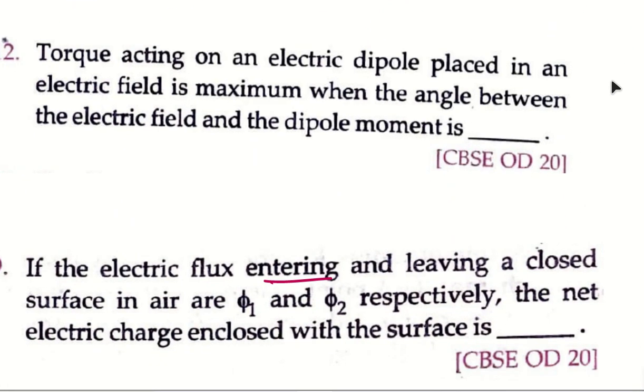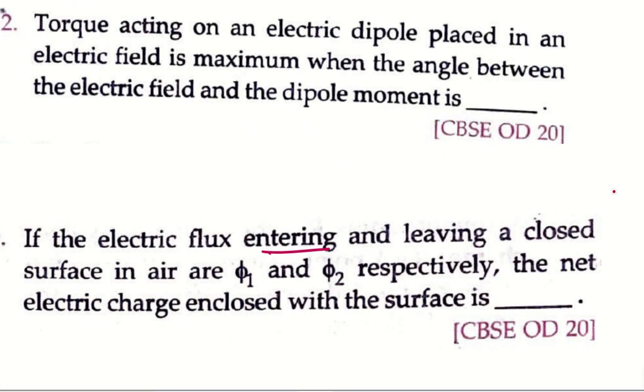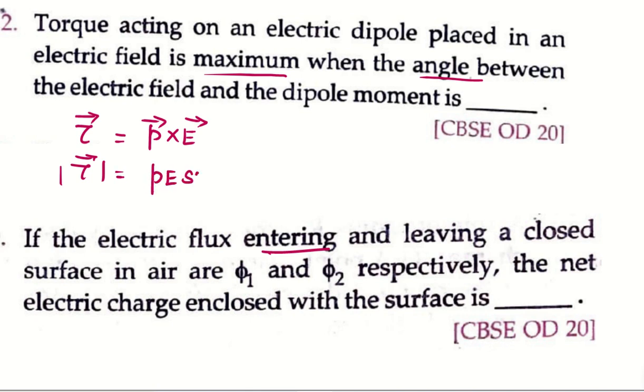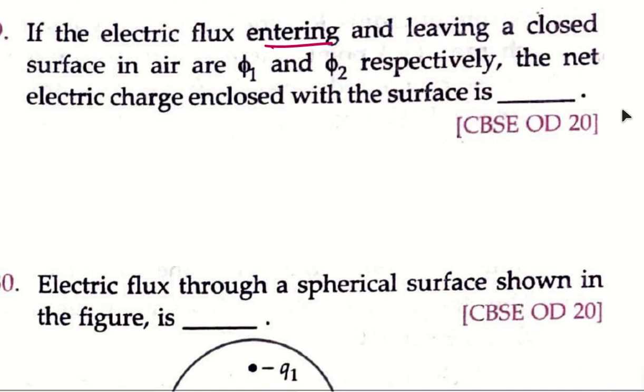The torque acting on an electric dipole in an electric field is maximum, and for what angle we have to find out. So torque, we know, we can write this as p cross E, and the magnitude of the torque can be written as pE sine theta. So sine theta is maximum when theta equals 90 degrees. So the torque will be maximum when the angle between the dipole moment vector and the electric field vector is 90 degrees. Let's see the next question.